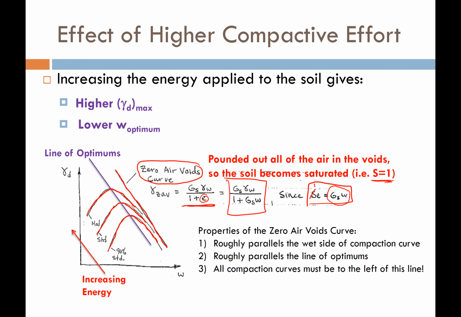We know a couple of things, okay? All compaction curves must be to the left of the zero air voids curve. No compaction curves can cross it. And so it's really good practice to draw or plot this curve first and then plot your compaction curves. Now, if during testing you have any compaction curves that cross the zero air voids curve, then that's telling you that you either did your calculation wrong or your assumption regarding specific gravity is incorrect and needs to be adjusted.